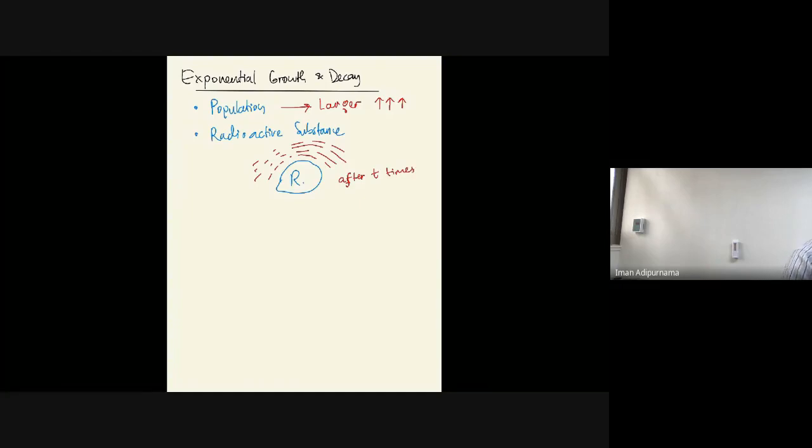So for example, if the radioactive material has mass m, the mass will be getting smaller and smaller. M is getting smaller and smaller. So in here, we do not say it's getting larger, but it's getting smaller, or we say decay. So this is growing, or in radioactive, it's decaying.